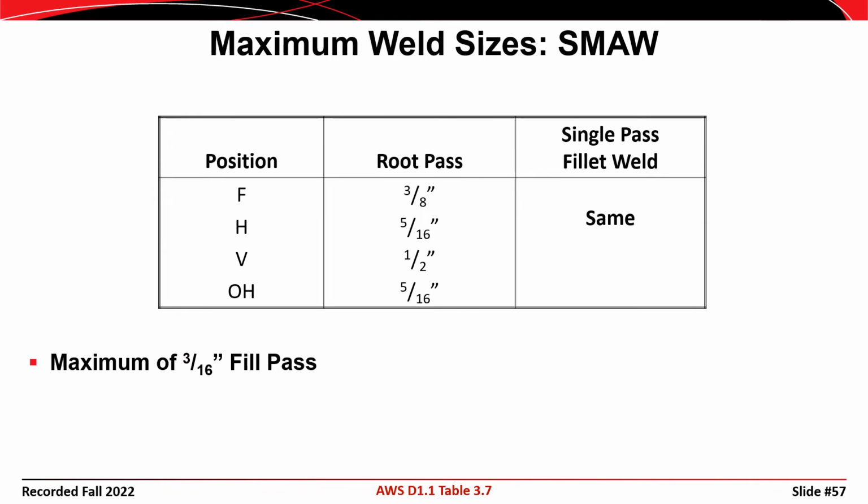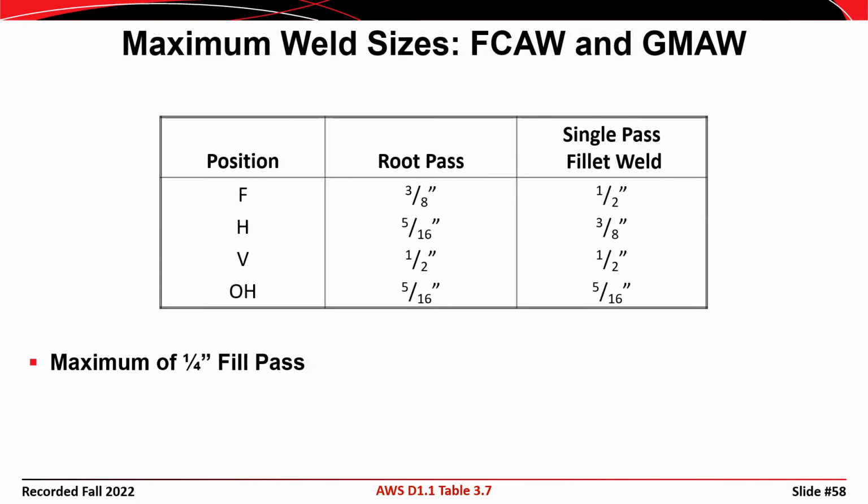All right, now depending on which process we use, there are maximum sizes for the root pass, the first pass of the weld metal that's placed, and maximum sizes for each of the subsequent passes, the fill passes. If you're dealing with stick welding, shielded metal arc welding, for example, and you're working in the flat position, you can place a root pass that has a 3/8 of an inch size. If you're working in a horizontal position, then it's only 5/16. If you're working in an overhead position, then it's 5/16 as well. If you're placing a single pass fillet weld, then we have the same dimensions that are shown there. So the biggest weld you could place in a single pass would be a 3/8 weld.